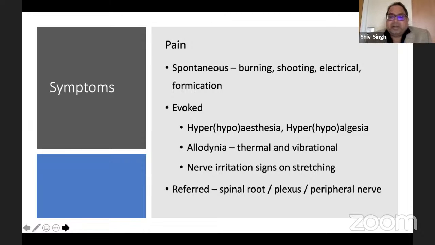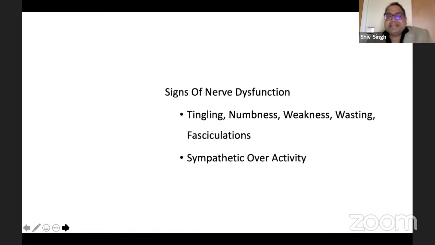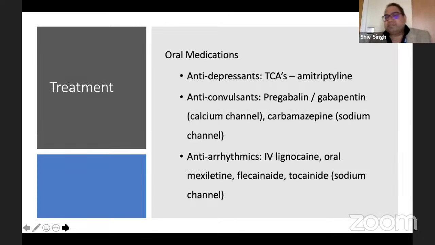It can be referred pain from the spinal roots, plexus, or peripheral nerves. There can be signs of nerve dysfunction, so patients can have continuous tingling, numbness, weakness, wasting or fasciculation, and it can also be associated with sympathetic overactivity. So these are all signs associated with neurogenic pain.